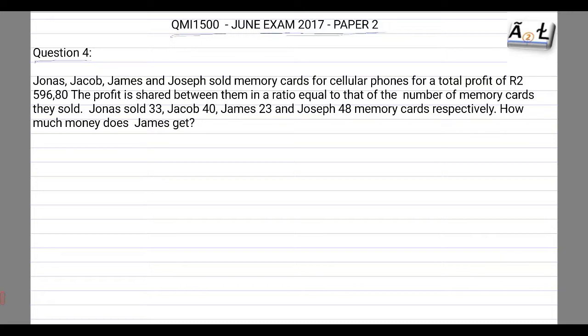So basically we've got 4 people who sold memory cards for cell phones. They made a profit and they each get a portion of the profits equivalent to the number of memory cards they each sold out of the whole lot. So let's put them by name.